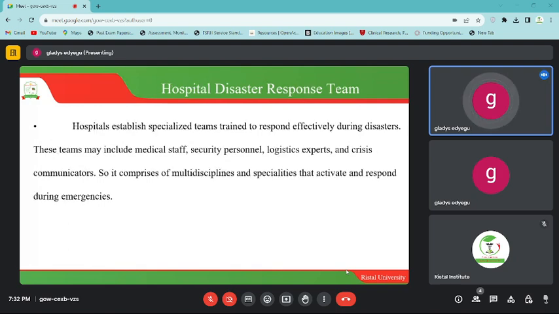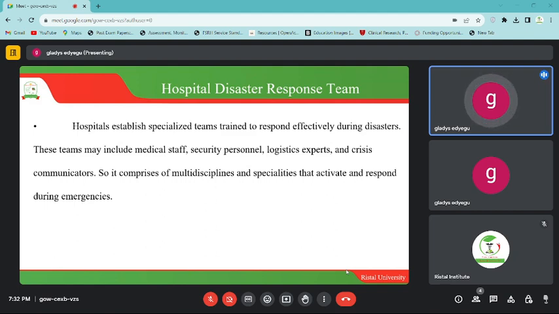In every activity, there has to be a team. So we also need to know about the hospital disaster response team. Hospitals establish specialized teams that are trained to respond effectively during disasters. It's not about picking anyone from anywhere, but these are specialized teams that have been trained so that they can respond effectively when a disaster occurs.